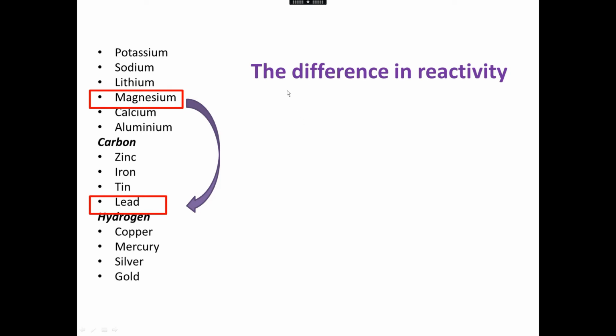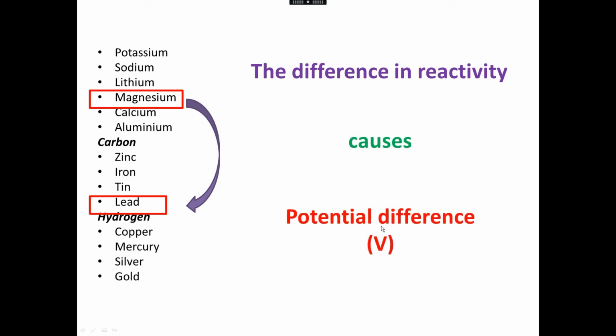Now, one way to remember this is the difference in reactivity causes potential difference, right, which is the correct name for voltage. Okay, so difference in reactivity causes potential difference. The larger the difference in reactivity, the larger the potential difference of the cell measured in volts.